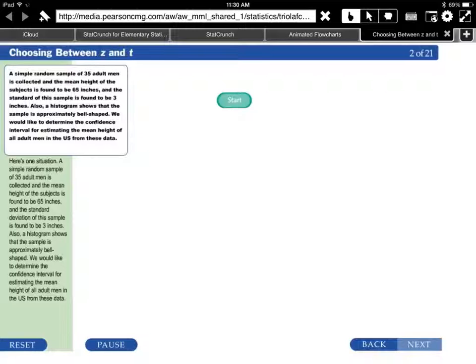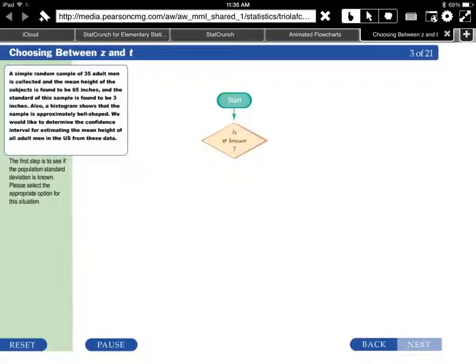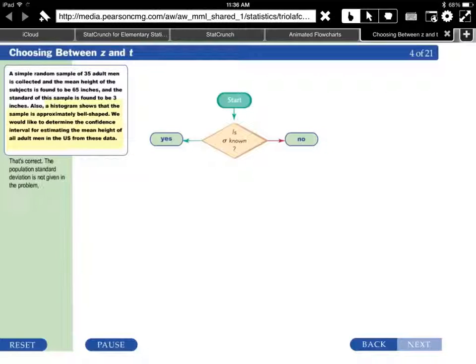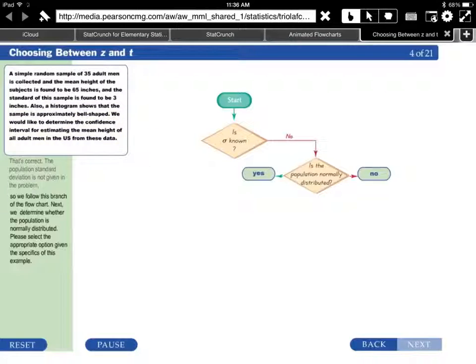Now, as I went through the chart, though, I acted like I didn't know. The question, do I have sigma known? I will say yes, that sigma is known. And then they say that's incorrect. And it's incorrect because sigma was not known, right? Okay, follow. So I follow down that path of no, we don't know sigma.